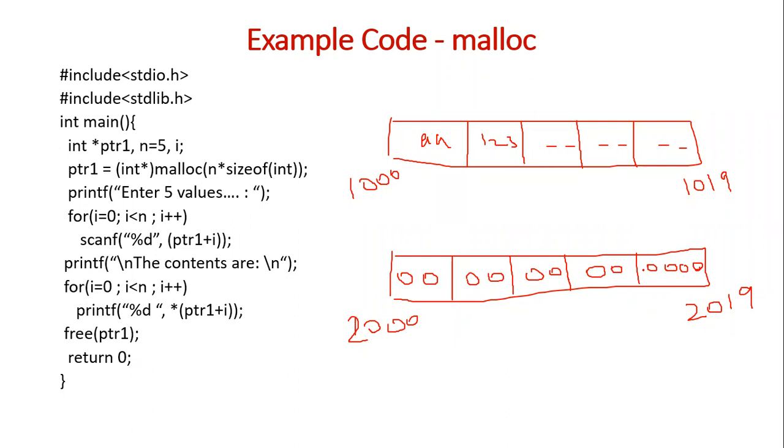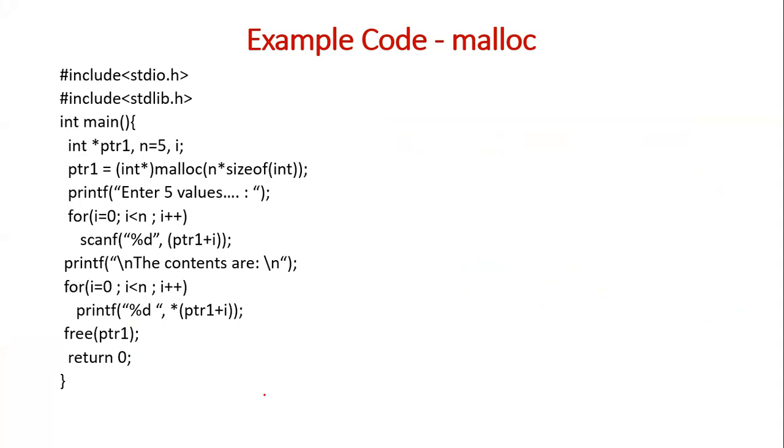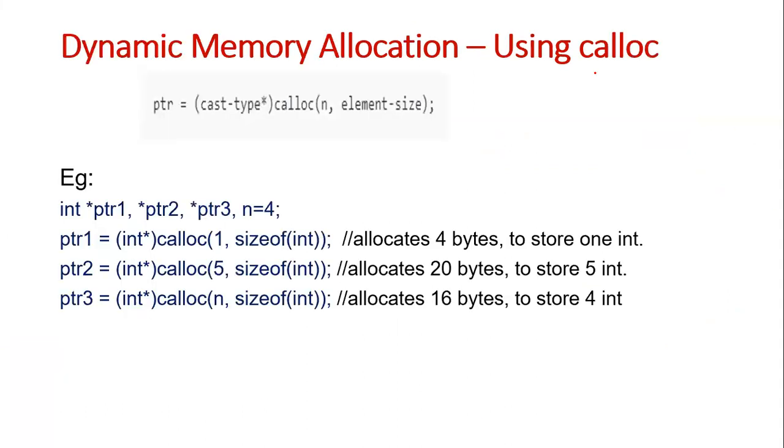Sorry, malloc will allocate just memory. It won't clear the garbage values. Whereas calloc will allocate memory, and whatever locations it has allocated will be filled with zeros. That means it will clear all the garbage values. So the C in calloc stands for clear: clear the garbage values and allocate memory. That's what C stands for.